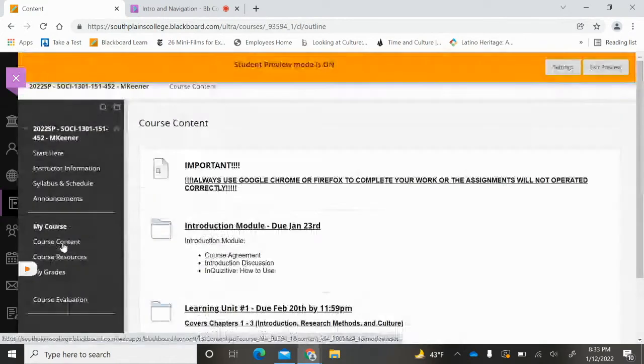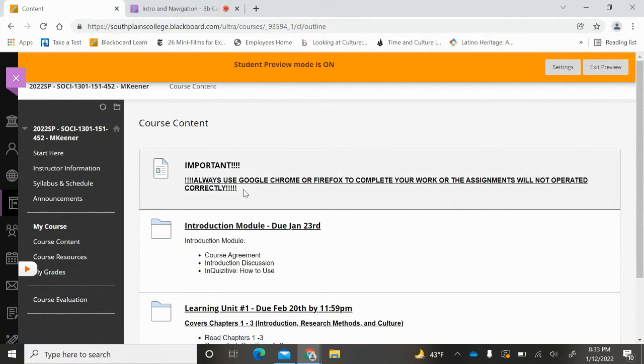Now we're going to get into the good stuff. So course content, this is where all your work is, all right? And it's broken down into learning units, and then it's broken down even further into chapter units, okay? So the first thing I need to stress is that for this class, only use Google Chrome or Firefox to complete your work or assignments, okay? Internet Explorer and Blackboard have a toxic relationship. They do not like each other. It never works right. Even Safari on your phone or on your iPad, not so much. They don't get along. So Google Chrome or Firefox. If you're using Google Chrome and Blackboard is messing up, stop, switch to Firefox, see if that fixes the problem, okay?